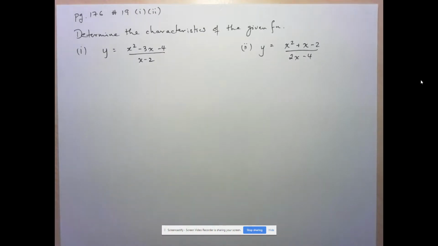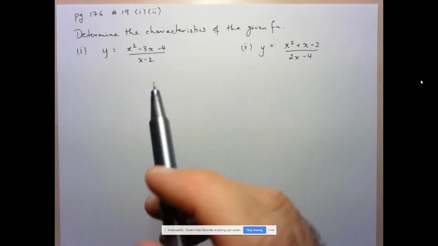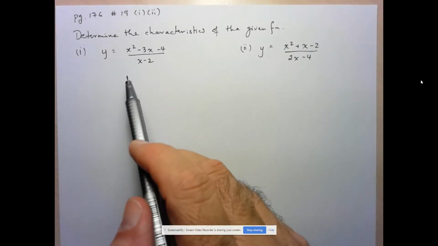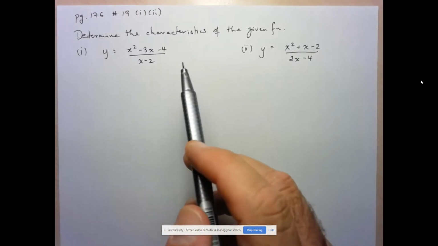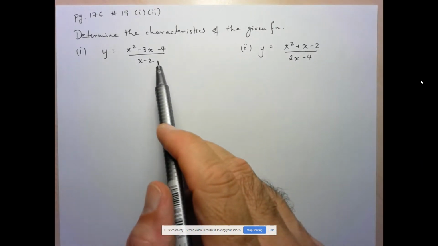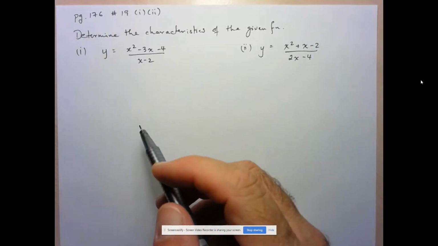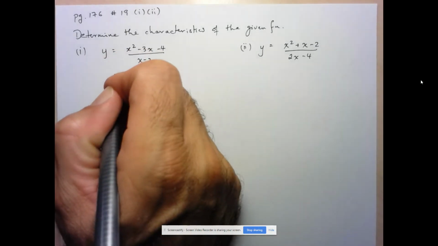So I know that the end behavior is going to be approaching positive or negative infinity. And because the numerator is one degree larger than the denominator, it's going to approach positive or negative infinity along a line. So it's going to have an oblique asymptote. All right, so let's start by factoring this first one out.